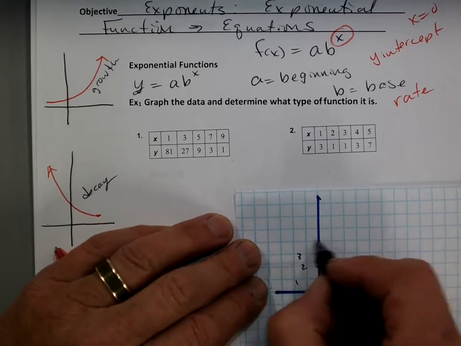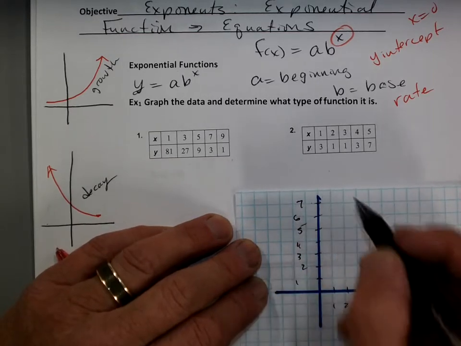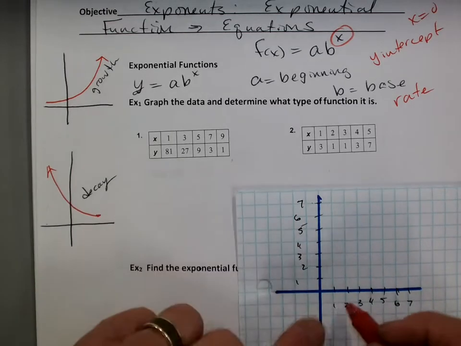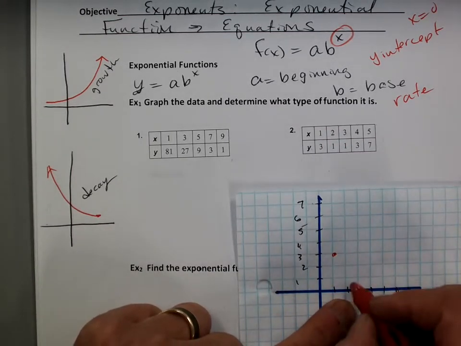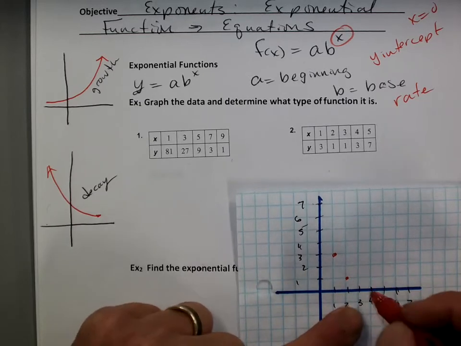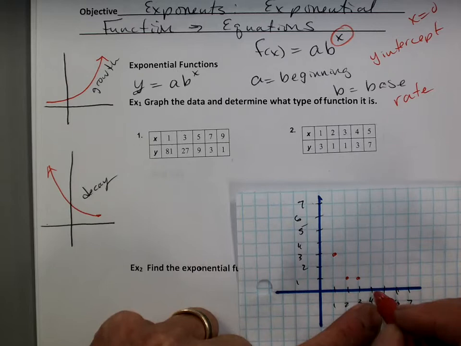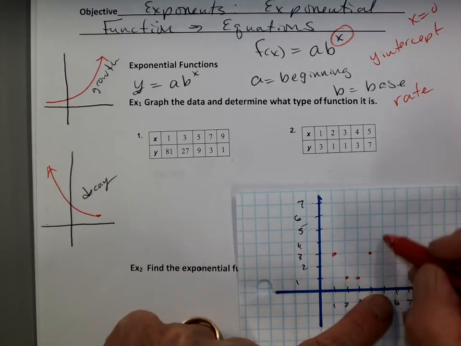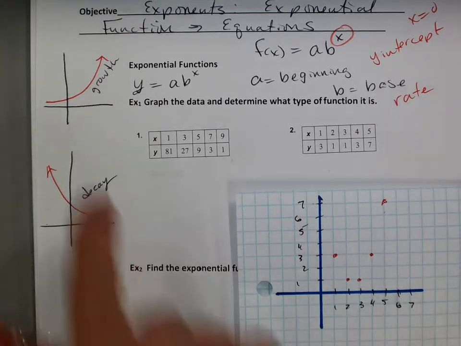2, 3, 4, 5, 6, 7. Okay, so pretty easy. I'm going to have a point at 1, 3, boom, 2, 1, boom, 3, 1, boom, 4, 3, right about there, boom, and then 5, 7. All right, so to me, this doesn't look like either one of these, right?